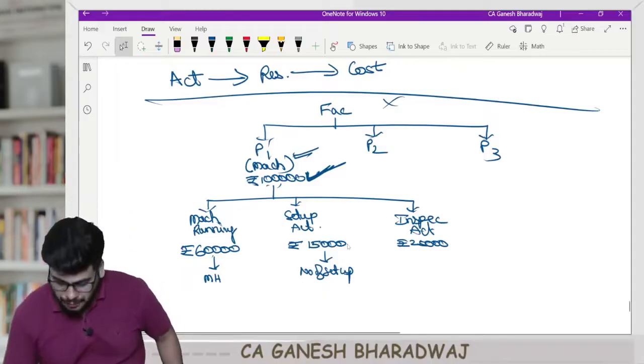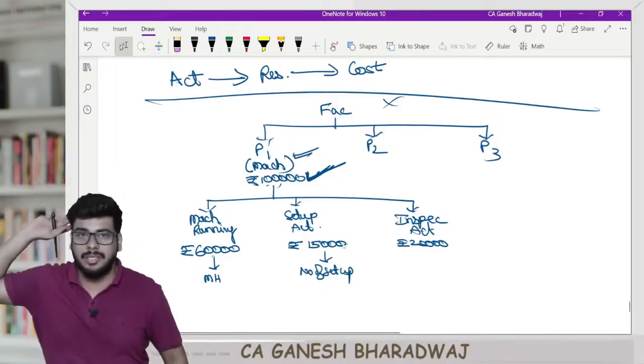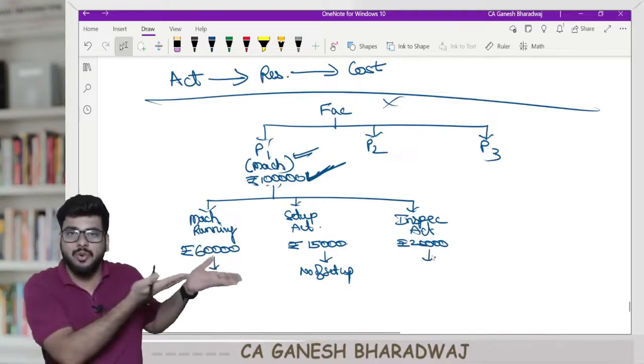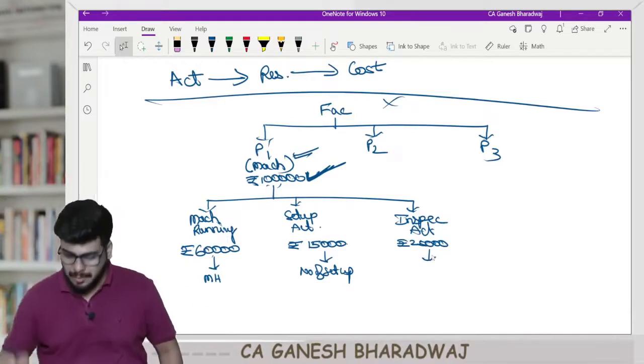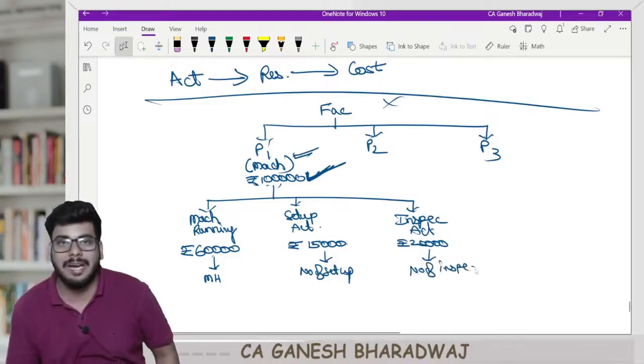Clear? So this 15,000 rupees is driven by a completely different cost driver. Are you clear with this? And this inspection has nothing to do with my machine hours. This inspection activity maybe is driven by the number of inspections carried out. Are you clear with this?